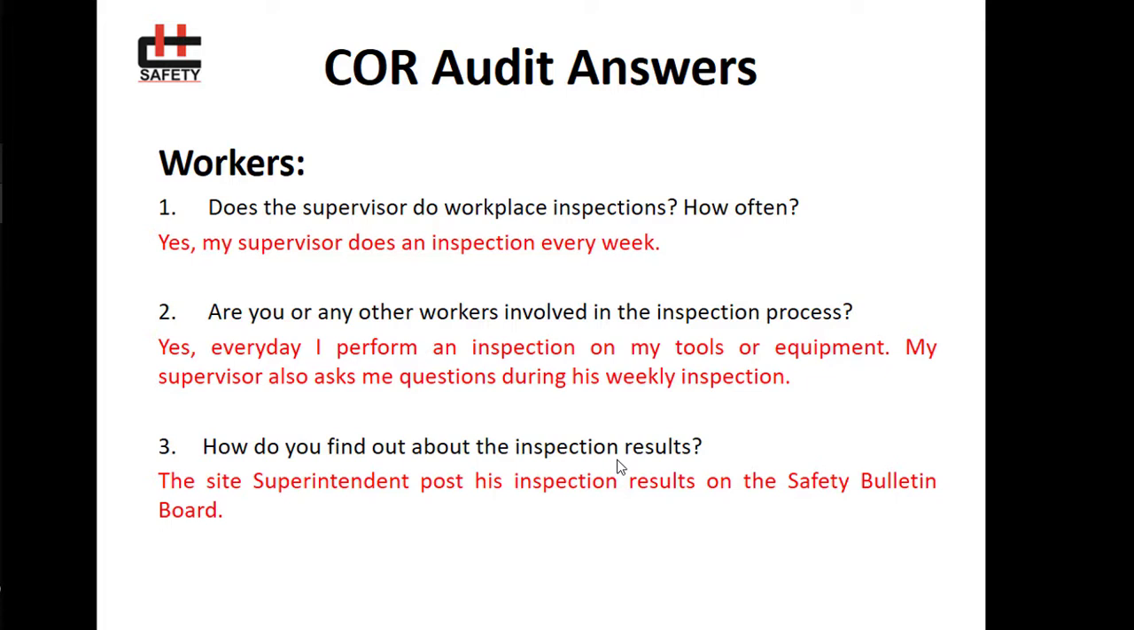Interview questions for workers. Question 1. Does the supervisor do a workplace inspection? How often? Yes, my supervisor does an inspection every week. Question 2. Are you or any other worker involved in the inspection process? Yes, every day I perform an inspection on my tools or equipment. My supervisor also asks me questions during his weekly inspection. Question 3. How do you find out about the inspection results? The site superintendent posts his inspections on the safety bulletin board, where I can review them at any time.